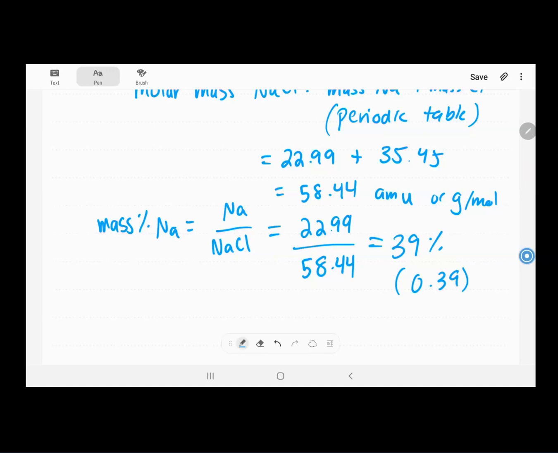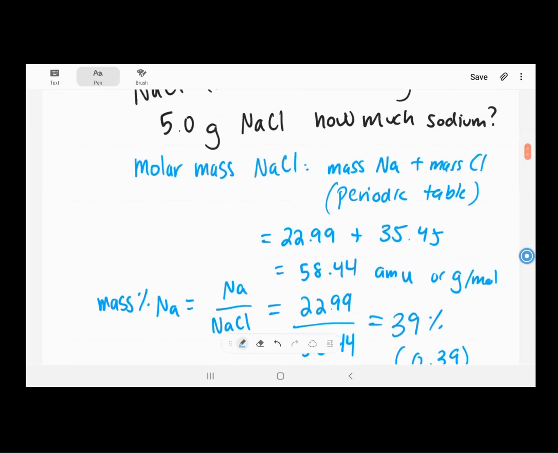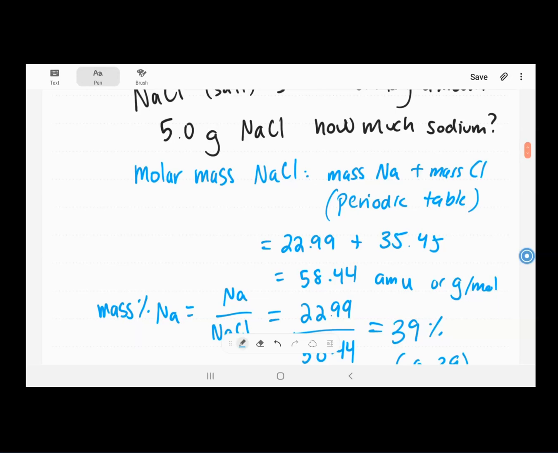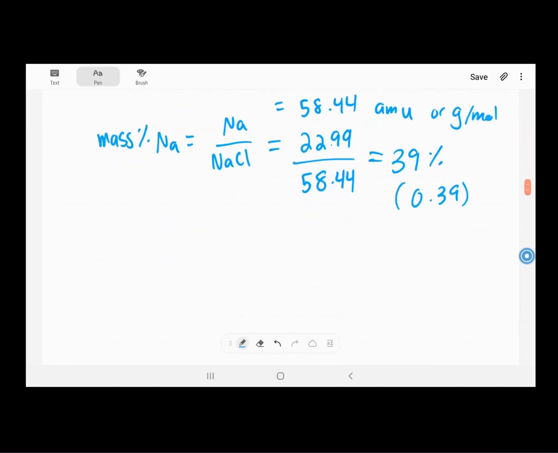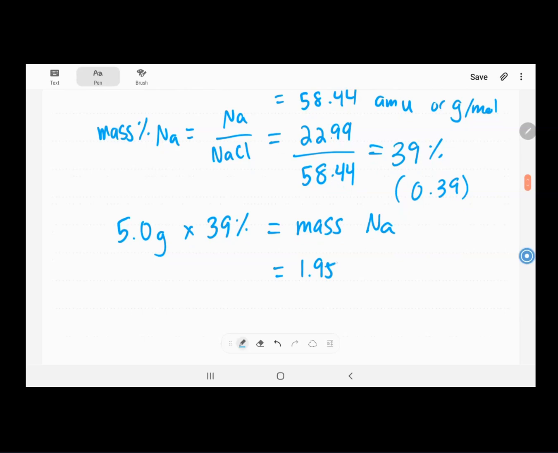Okay, cool. So that tells us that of this 5 grams we have, or any amount of sodium chloride we've got, 39% of that will be sodium. So if we take our 5.0 grams times 39%, we'll be able to get the mass of sodium, which is 1.95 grams.